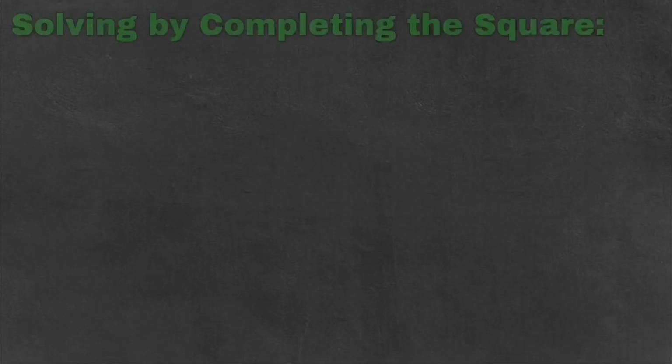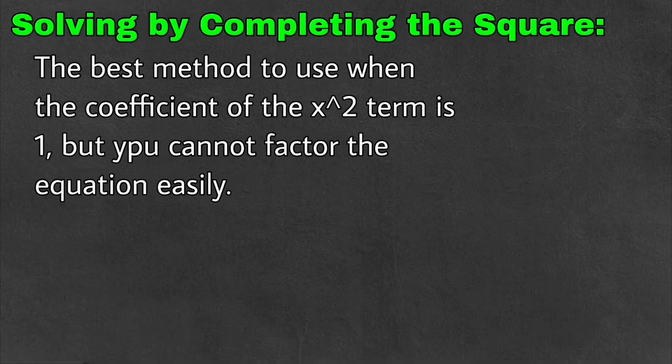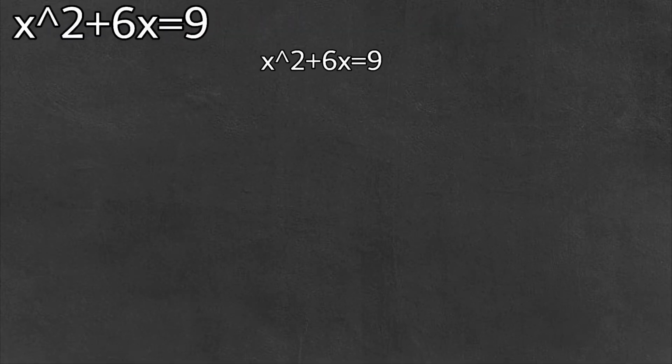Our fourth method is solving by completing the square. Completing the square is the best method to use when the coefficient of the x squared term is 1, but you cannot factor the equation easily. As our example, we are going to solve x squared plus 6x equals 9.